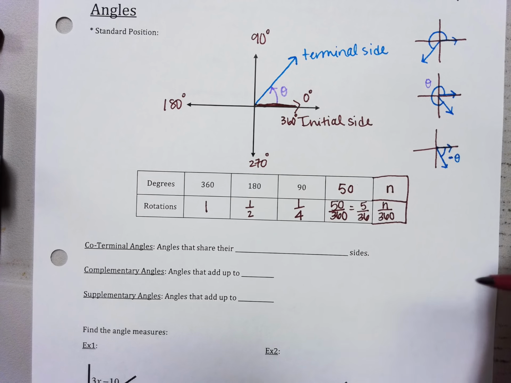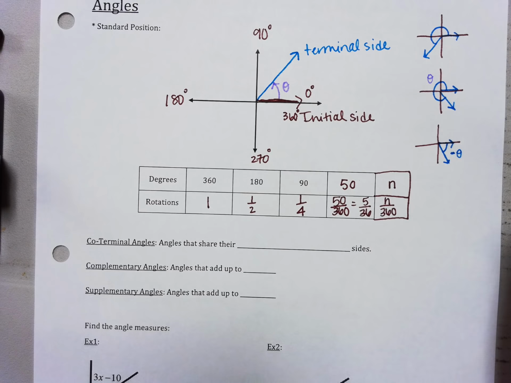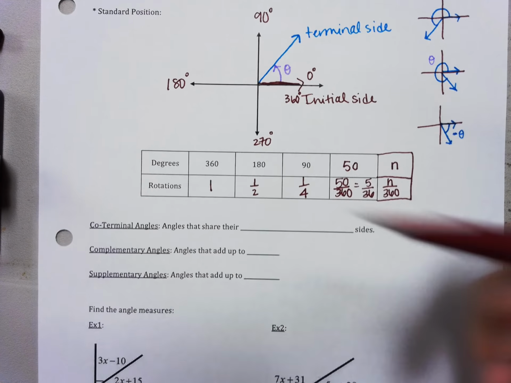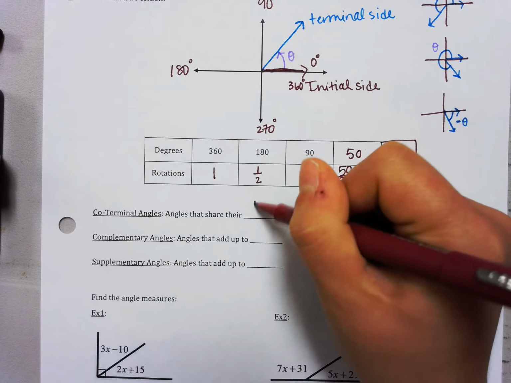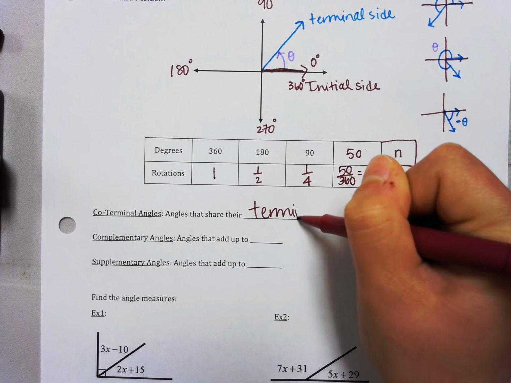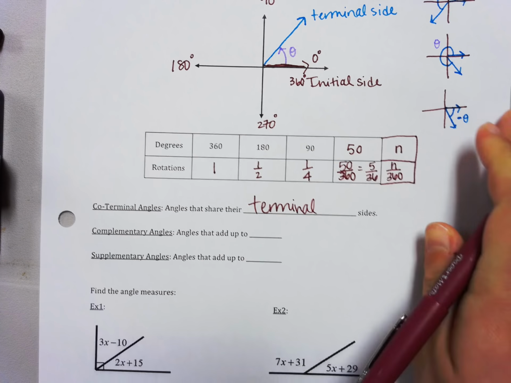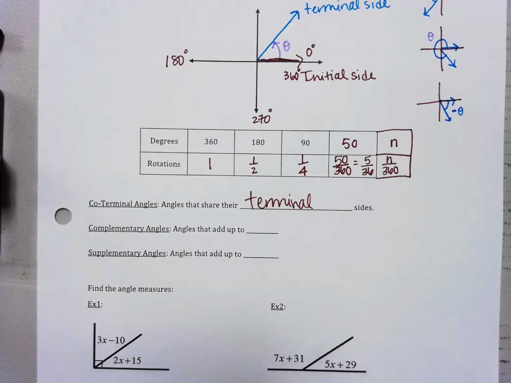Now when that happens, when you end up back in the same spot or they have that same terminal side, that's called a coterminal angle. So if angles share the same terminal side, then they're coterminal.